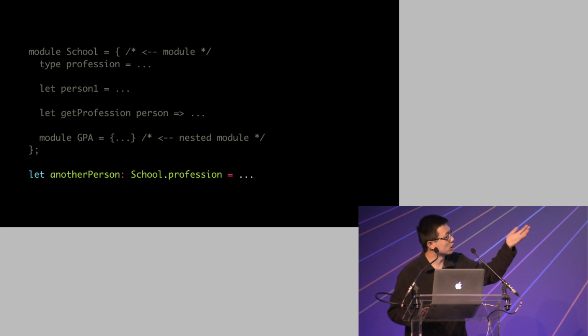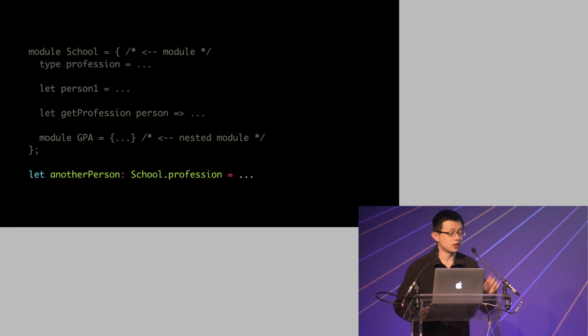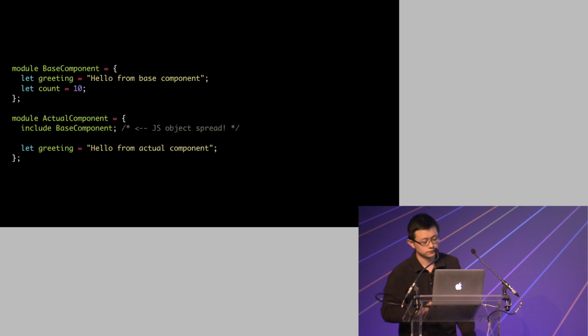So that was the mundane part of module. There's really not much to know beside that. Okay? Now here's the interesting part. See that commented line there? Module actual component include base component. This is kind of like a JavaScript object spread, except typed, and it spreads not just a little bit of keys and everything like that. It also spreads types, let bindings, function declarations, and even other nested modules. So it basically takes, in this case, what's in base component, these two let bindings, and just spread them into the actual component, and then actual component happens to override that let binding to the greeting binding.